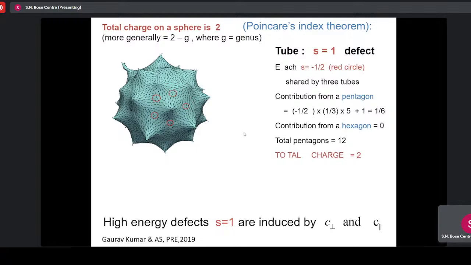Now that works out, of course, that's a theorem, it has to work out. This is a closed surface in a very nice way, although here you have a large number of defects. For example, these red circles are locations of minus half defects. These points where the tube comes out from are +1 defects. But you can show very nicely that the total charge works out to be 2. And there are exactly 12 pentagons and 20 hexagons. That depends on your area. If you take a bigger area and keep the scale C1, C parallel, C perpendicular the same, then you will have many more, but still the total charge will work out to be 2.